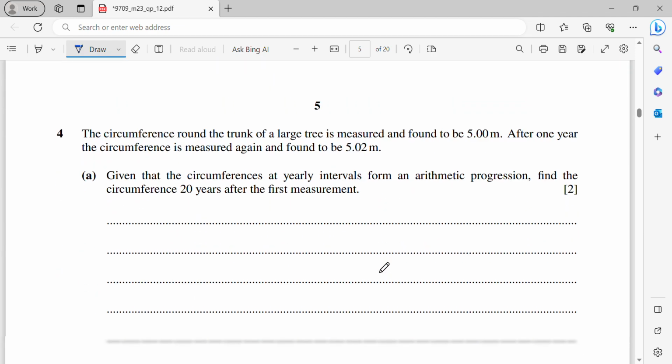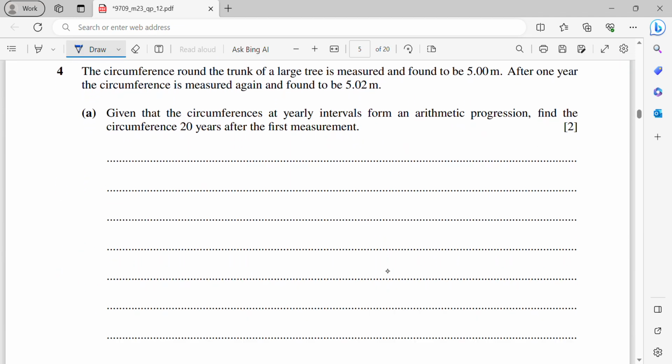Okay, now the next question is number 4. The circumference round the trunk of a large tree is measured and found to be 5 meters. After 1 year, the circumference is measured again and found to be 5.02 meters. Now, given that the circumferences at yearly intervals form an arithmetic progression. Find the circumference 20 years after the first measurement. So this is our first measurement. That means that is our first term, 5. Okay, and then followed by 5.02.